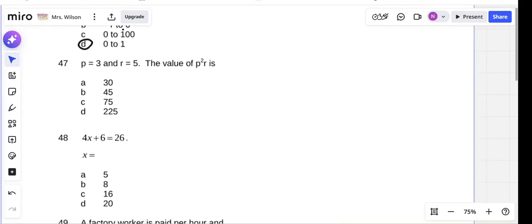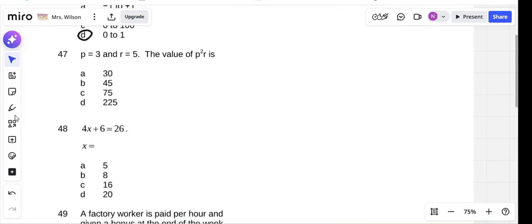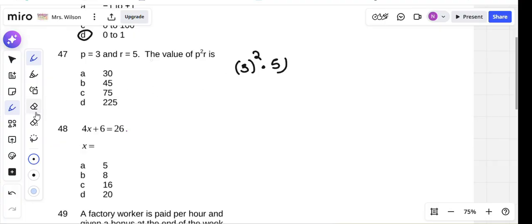Then we move on to question 47, which says P is equal to 3 and R is equal to 5. We're to determine the value of P squared R. We're going to replace the values. So wherever I see P, I'm going to replace it with a 3, and this must be squared. And wherever I see R, I'm going to replace it with 5.